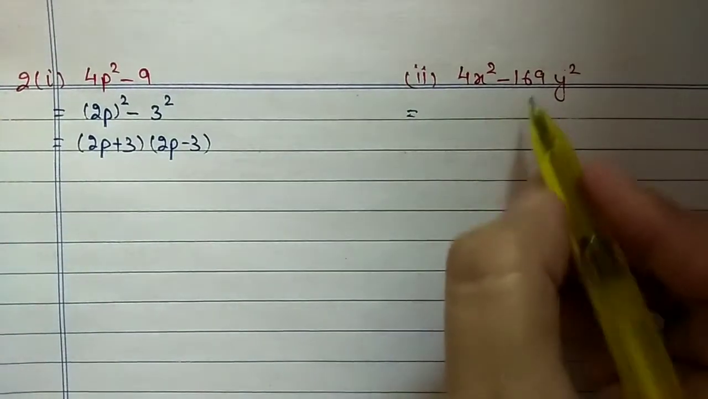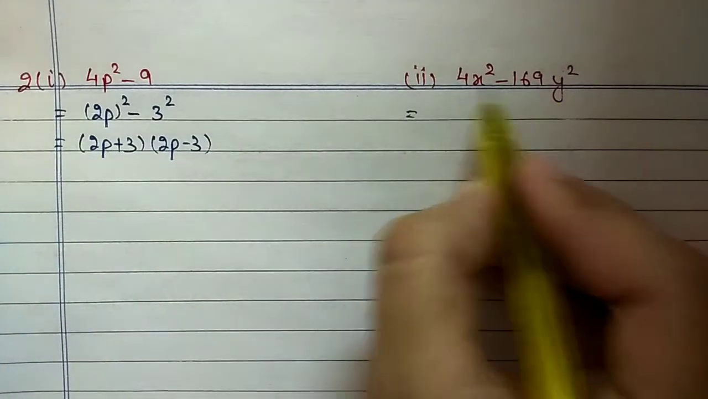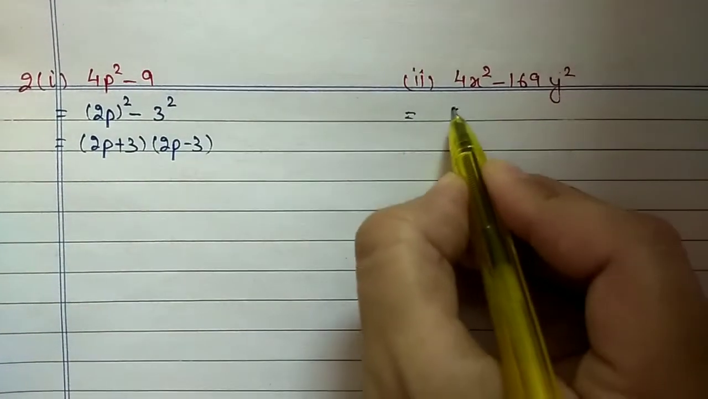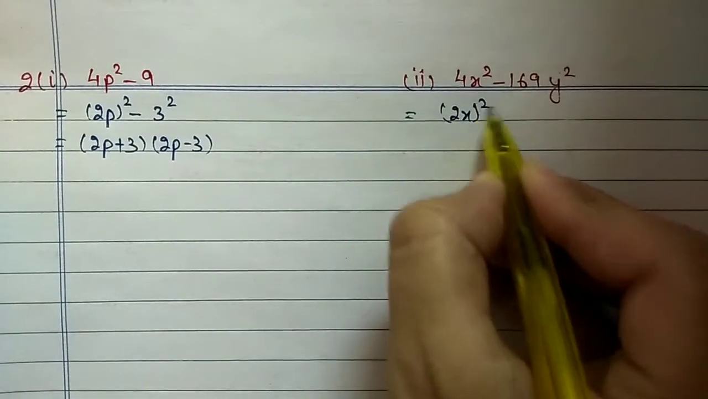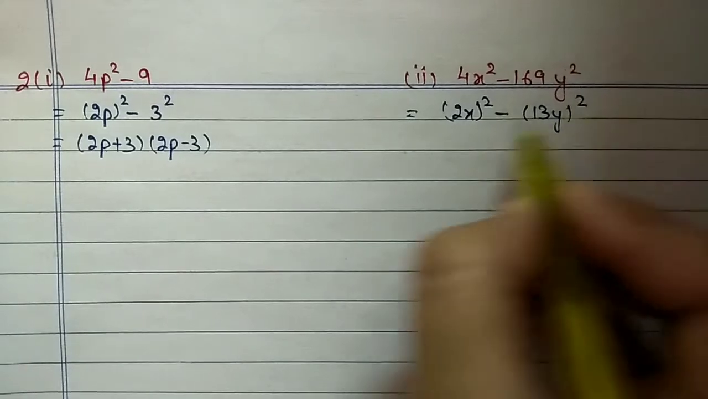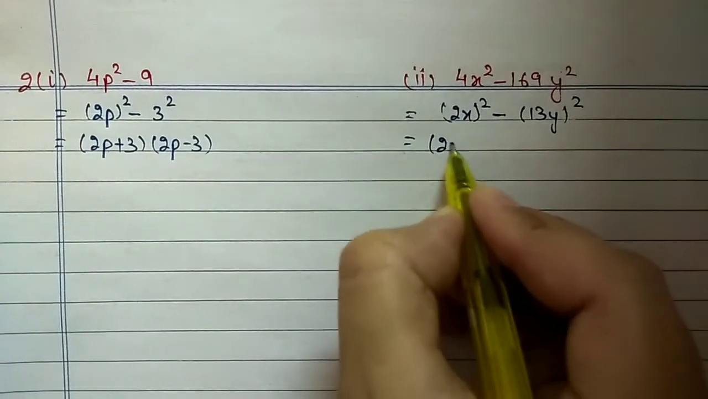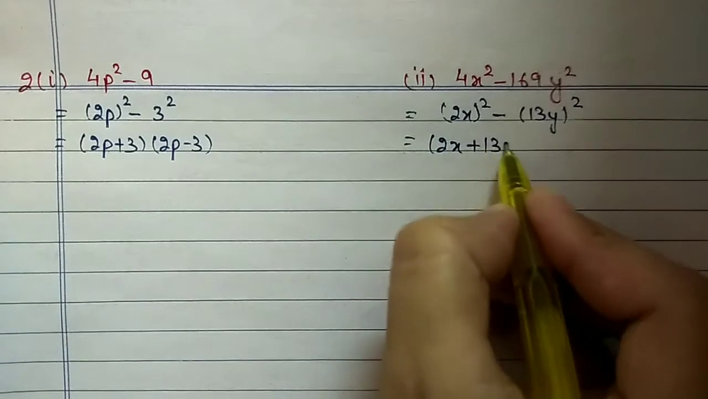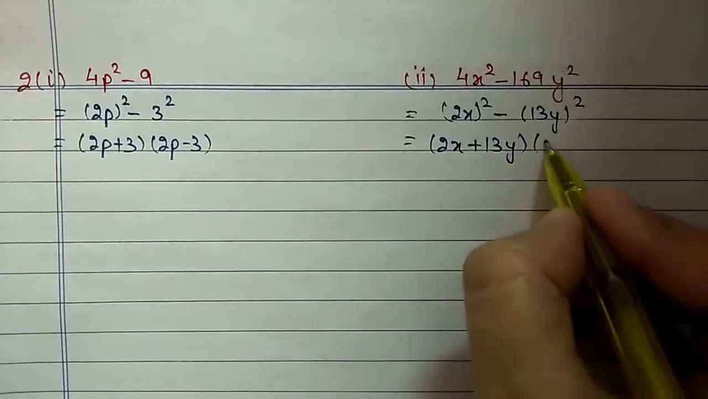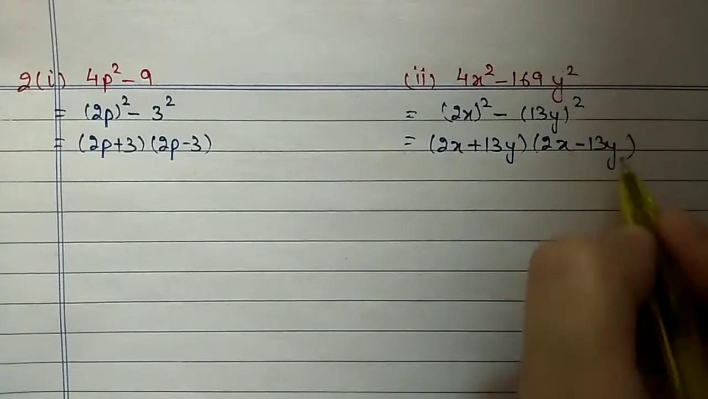Second part, 4x square minus 169y square. Both terms are perfect squares. So this we can write as 2x whole square, and 169 we can write as 13y whole square. A square minus b square. So we can write it as a plus b, 2x plus 13y, a minus b, 2x minus 13y.